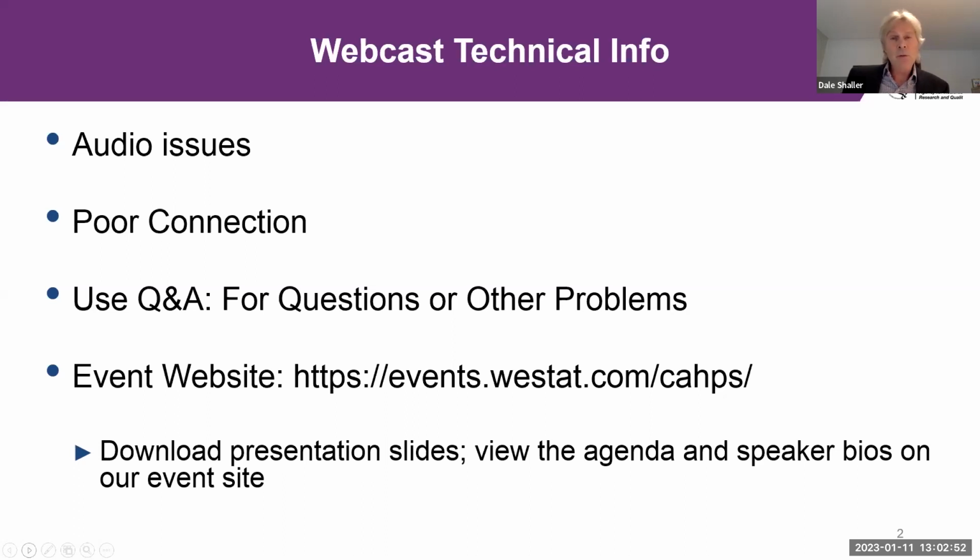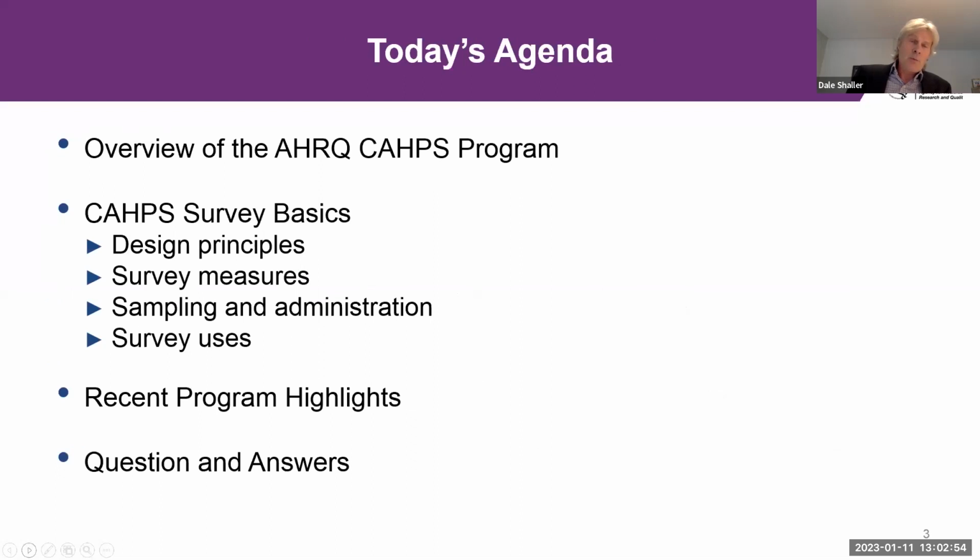So moving on to our agenda, we'll begin with an overview of AHRQ's CAHPS program and then dive into basics of what we do with the CAHPS program. That will include key design principles, examples of survey measures, sampling and administration methods, and various ways in which the CAHPS survey results can be used. We'll then wrap up with a review of some of our recent program highlights. And we always try to leave plenty of time for your questions so that we can answer them as much as possible.